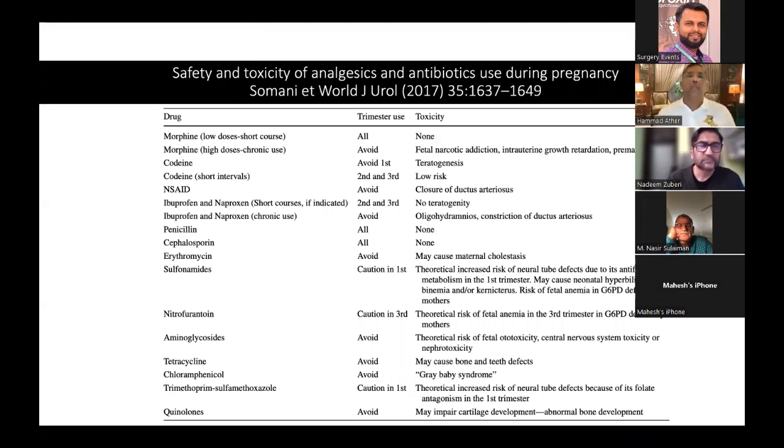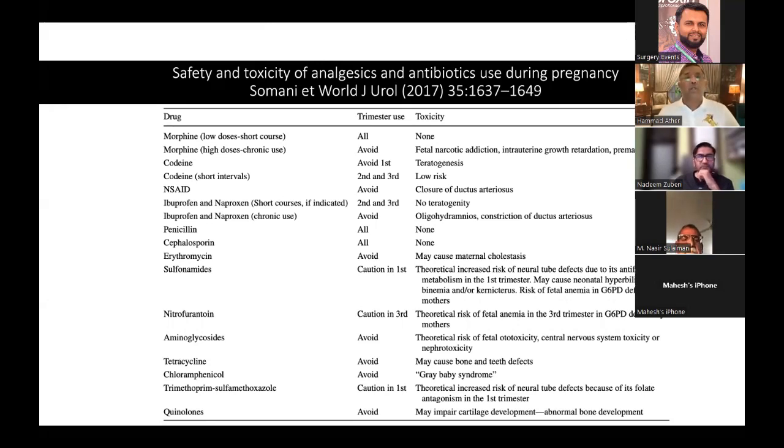Again, a nice paper by Bhaskar Somani, published in World Journal of Urology about 5-6 years back, very comprehensively looked at all the medications and when and where they can be used. And I think it's something that we should always have handy available to us who are seeing pregnant women with urolithiasis. Morphine, as I've said, is very safe, particularly low-dose, short-course morphine, and can be used in all trimesters.